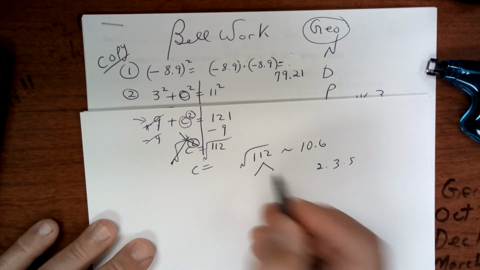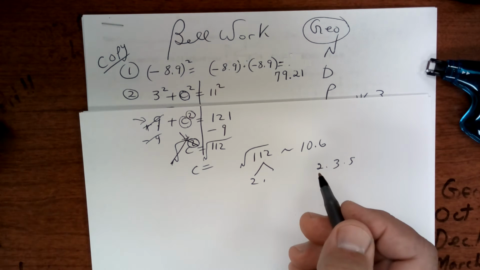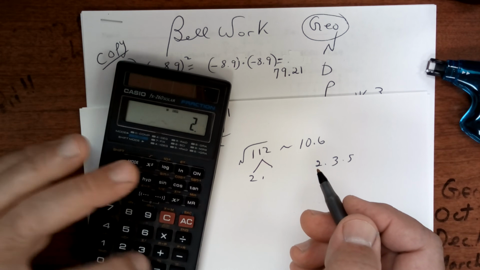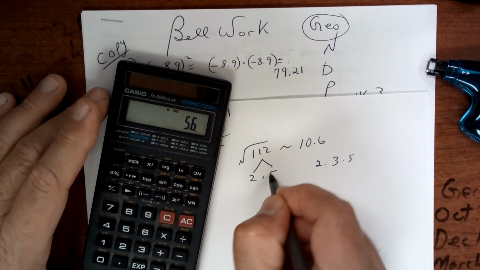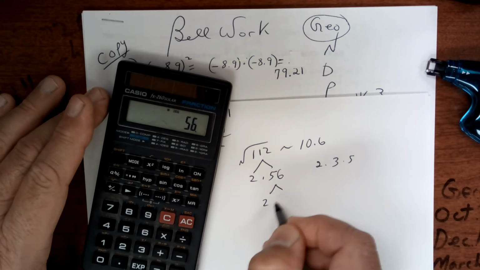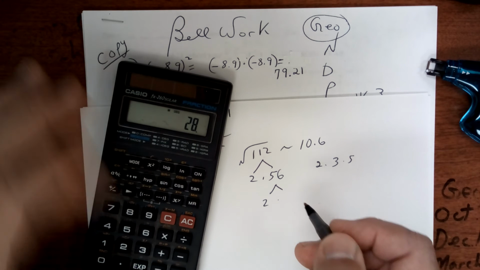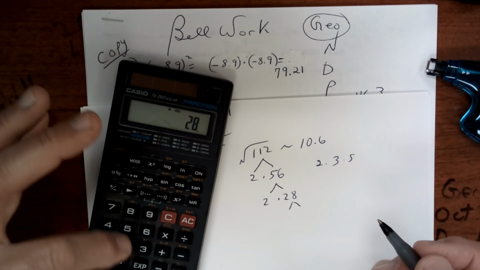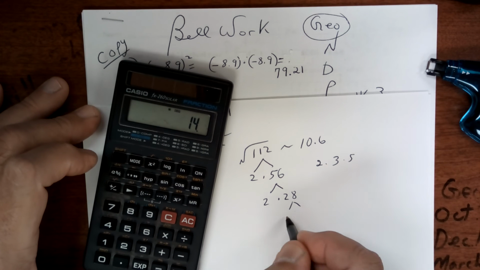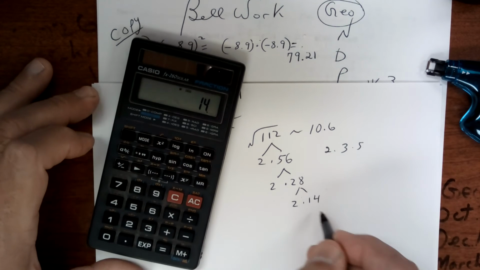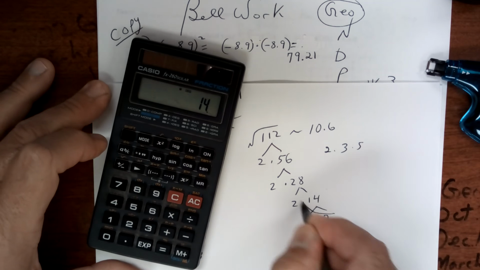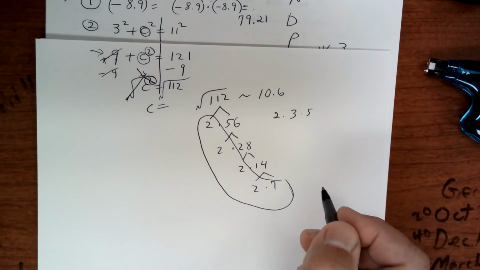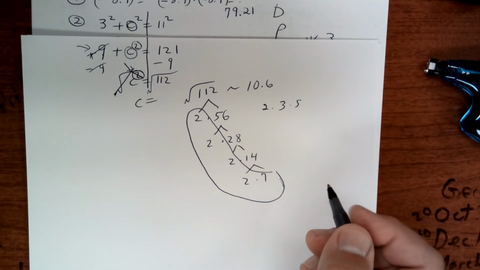So half of 112, 112 divided by 2, is going to give me 56. And then you keep breaking it down by 2. So divide it by 2, it gives me 28. Go again, divide it by 2, it gives me 14. And then this gives me 2 times 7. Now circle all of this. Remember I taught you extracting perfect roots? You might have to do that. You certainly have to do it on the EOC.